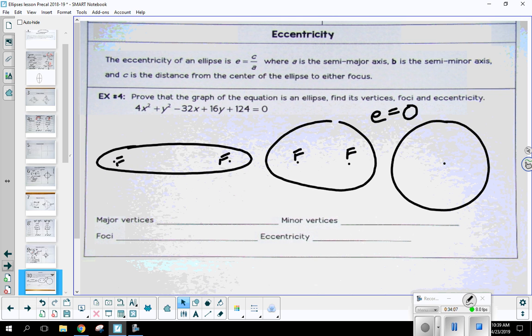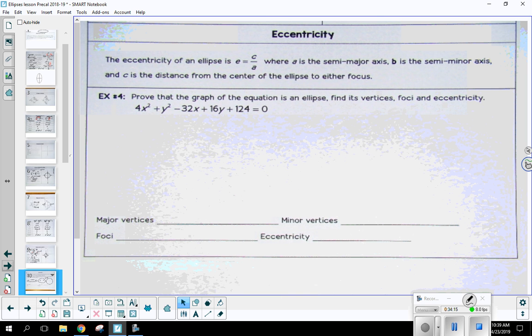Now, for both ellipses and hyperbolas, those don't have a specific number. They represent a span. So for ellipses, the eccentricity is always going to be between 0 and 1. Now, we can't include 0 and 1 because if it is 0, it's a what? Circle. If it is 1, it's a parabola. So it has to be some value between 0 and 1.